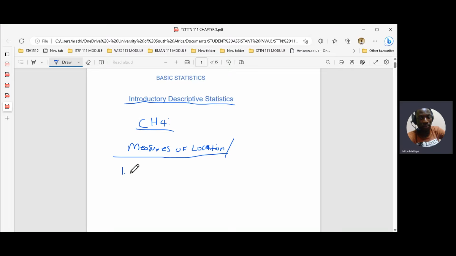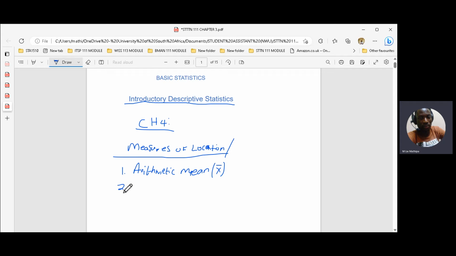1, we have arithmetic mean. You can just say a mean. This one here, by this symbol, x bar, we call it arithmetic mean.